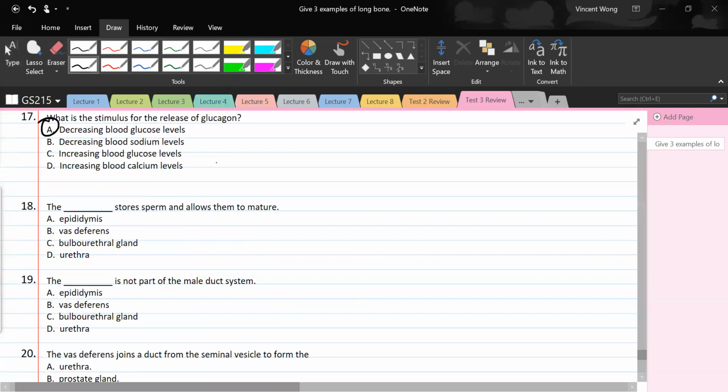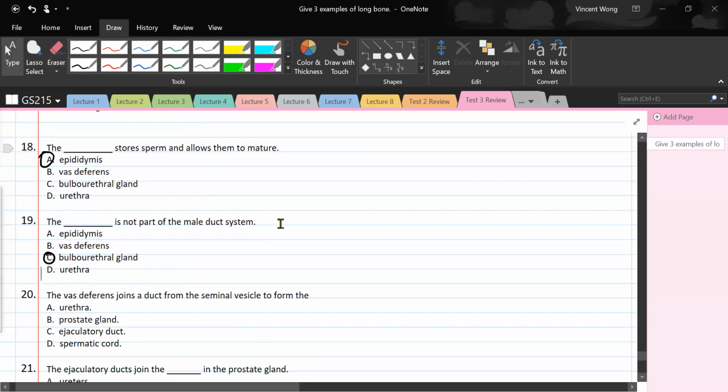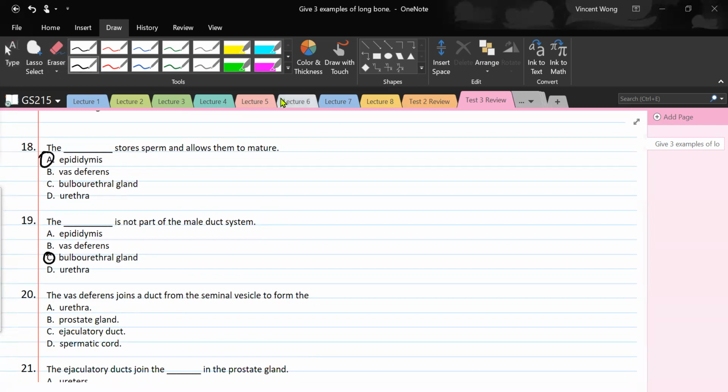Something stores sperm and allows them to mature. That's the epididymis. The bulbourethral gland is not part of the male duct system because the sperm actually don't go into it, right? Doesn't pass through it. Think of it like the accessory organs of a digestive system. If it doesn't pass through it, then it's not part of the duct system.